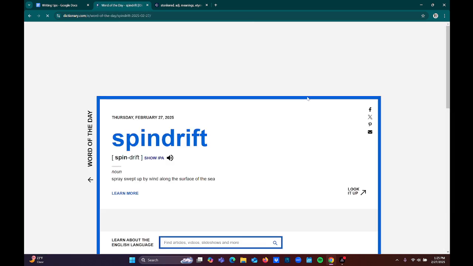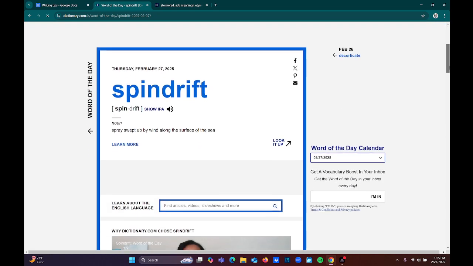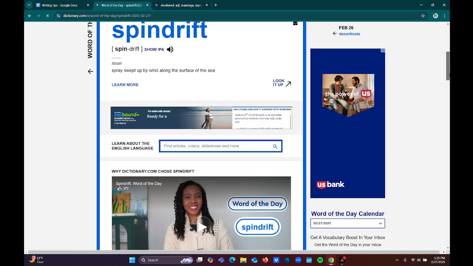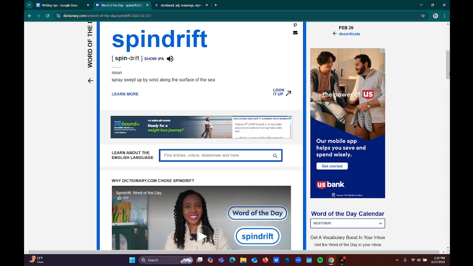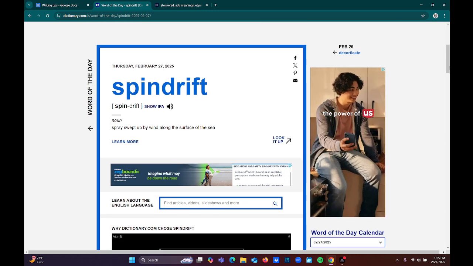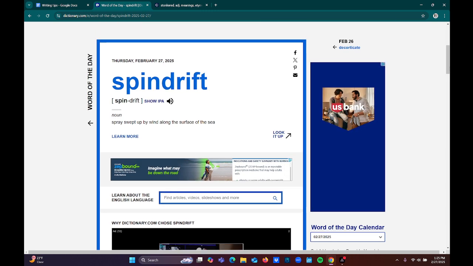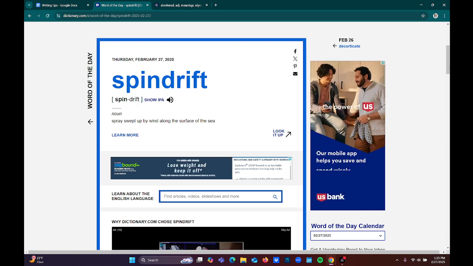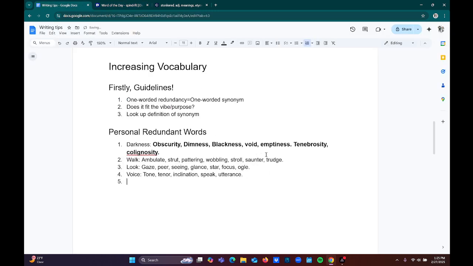So let's go to the one for dictionary.com. Spindrift, spray swept up by wind along the surface of the sea. Now, considering what I have in mind for a cryptic asunder of my book, that's not published yet, this would be a good word to keep in my back pocket. So let's set up a little list. That's what I need. My fun words to use.